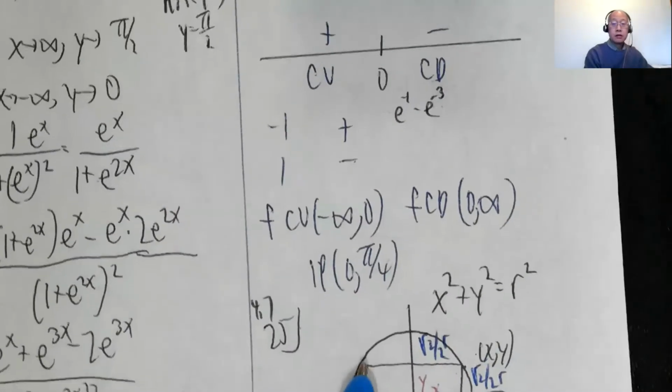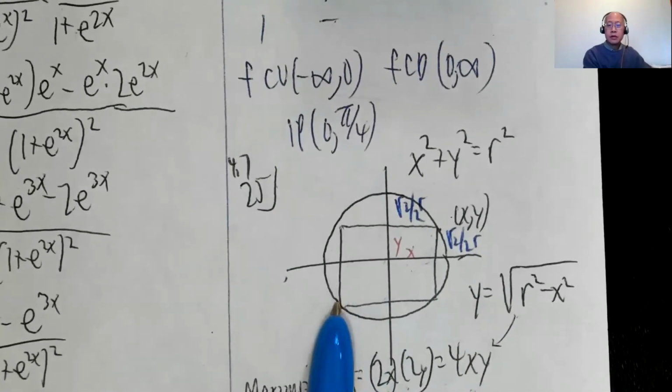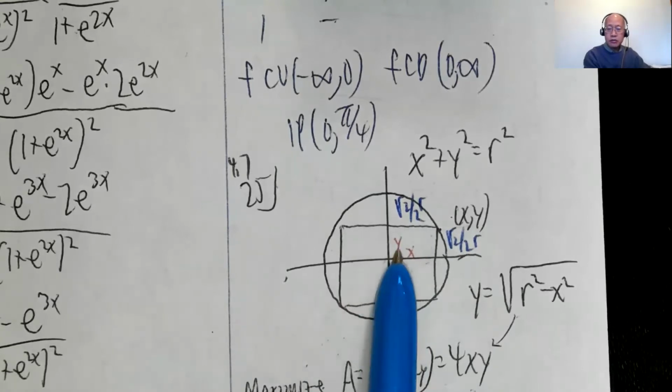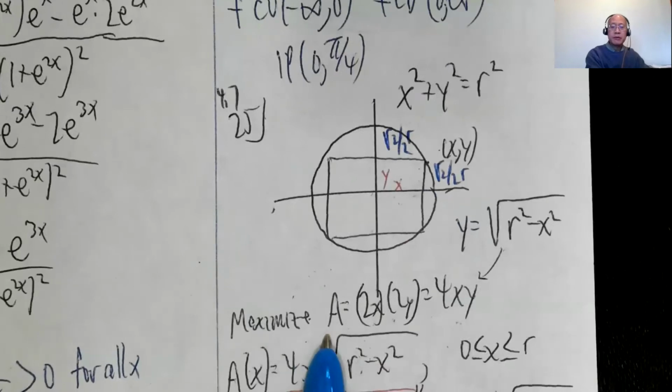So problem number 25. We have a circle centered at the origin of radius r. So I call this x and I call this y. This by symmetry is 2x and this is 2y. So I'm trying to maximize the area, which is 2x times 2y, or 4xy.